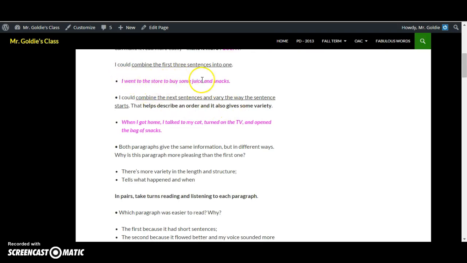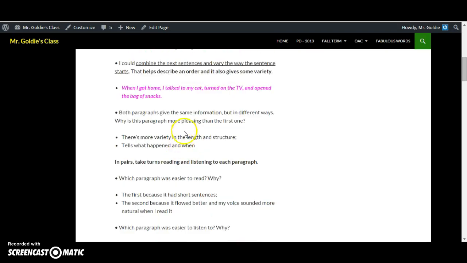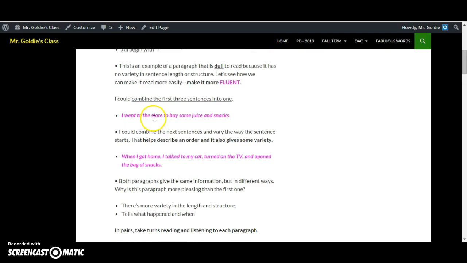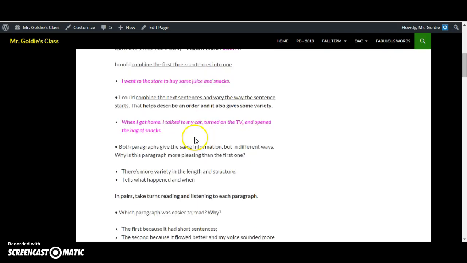So this sentence is longer. This sentence is longer. Okay? And the structure of the sentences. I've got different sentence parts. So, I don't have the subject then the verb here. It just says turned on the TV. In this example, I just had the subject and the verb, subject and the verb, subject and the verb. So that's a different structure here and here.